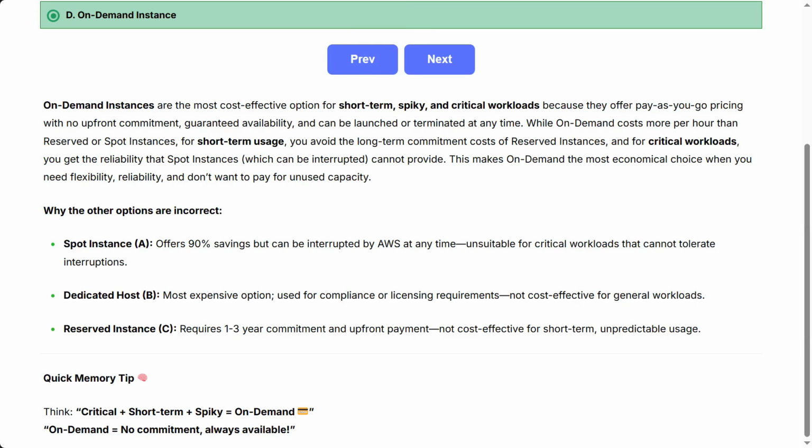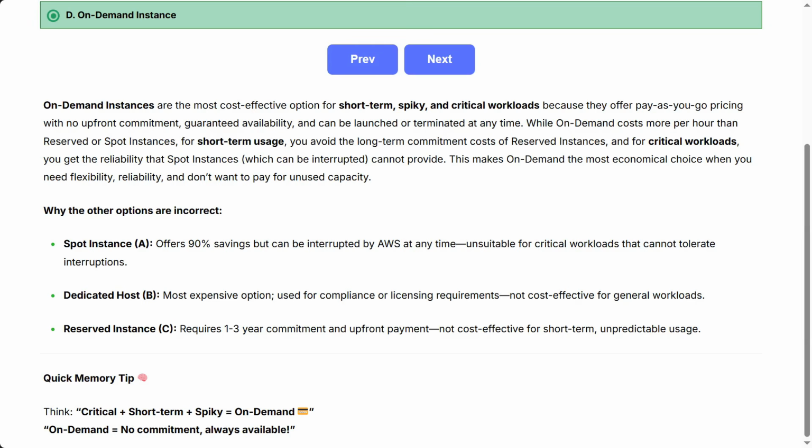Why the other options are incorrect? Spot instance A offers 90% savings but can be interrupted by AWS at any time, unsuitable for critical workloads that cannot tolerate interruptions. Dedicated host B, most expensive option, used for compliance or licensing requirements, not cost-effective for general workloads. Reserved instance C requires 1 to 3 year commitment and upfront payment, not cost-effective for short-term, unpredictable usage.